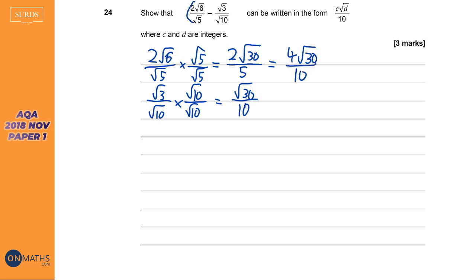Then I'm going to rewrite it like it is in the question. So I'm going to use my fractions, the ones with the denominators rationalised.